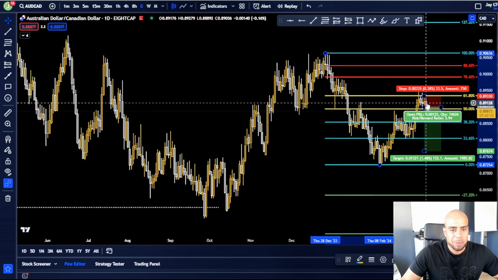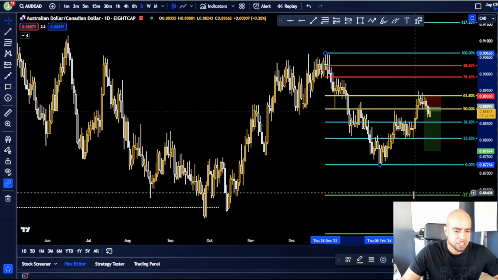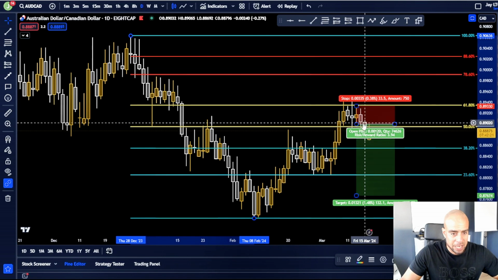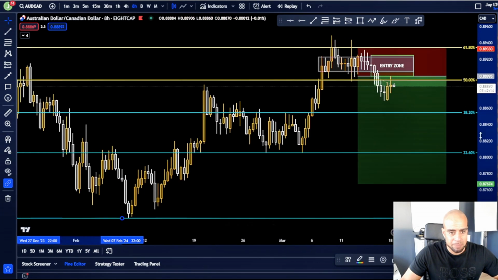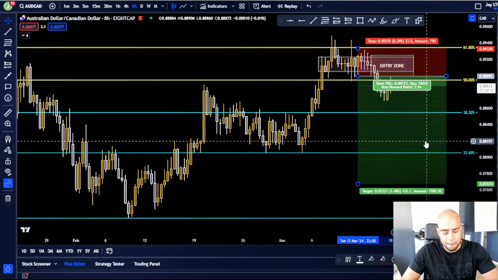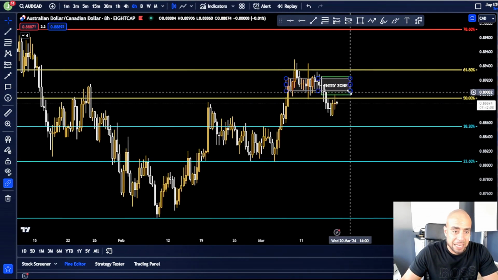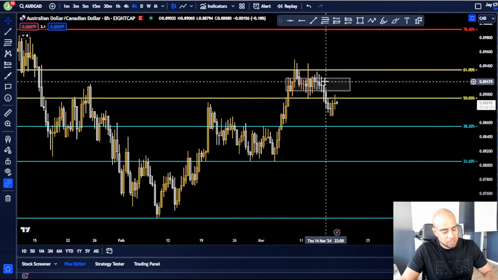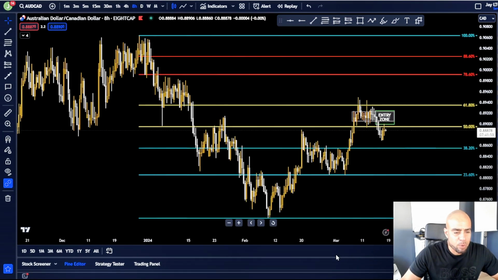Tapped into the sweet spot zone, didn't manage to break through, left these exhaustion wicks here, and from there it actually pulled down, broke through the 50% support, and it's not coming back and retesting. If we zoom in a little bit, then we will see this, that we actually have been consolidating like crazy, to be honest. You see the zone here, massive consolidation.